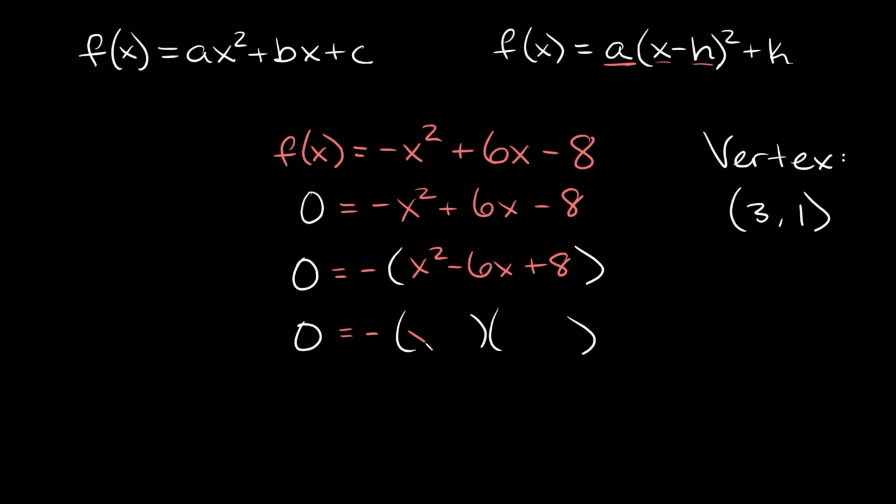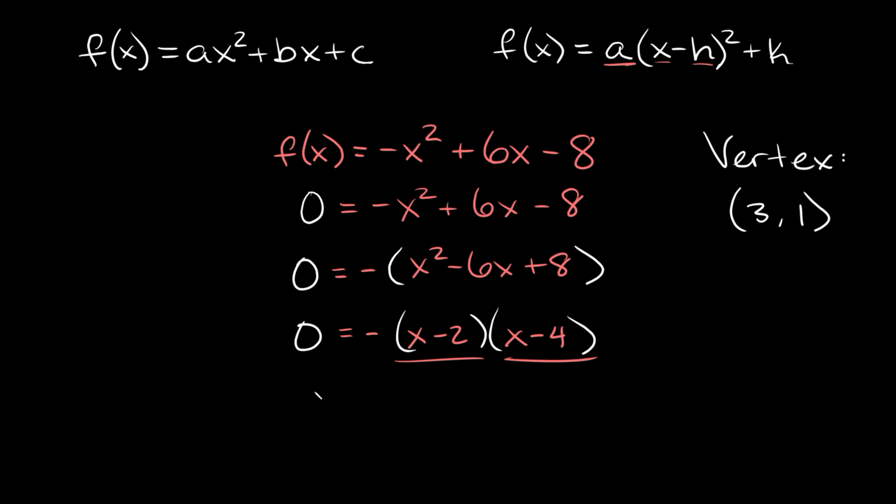So x squared we can break down into x times x. And here we need two numbers that multiply to +8, but add up to -6. So that would be -2 and -4, right? Because -2 times -4 is +8, and -2 minus 4 is equal to -6. All right, great. So now that we factored this down as much as we possibly can, you can see we have two factors, right? X minus 2 and x minus 4.